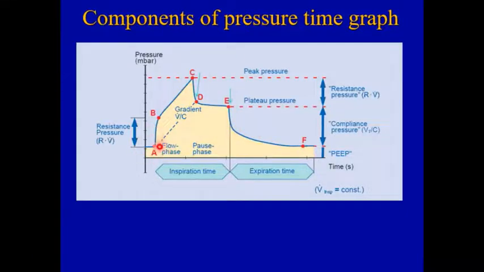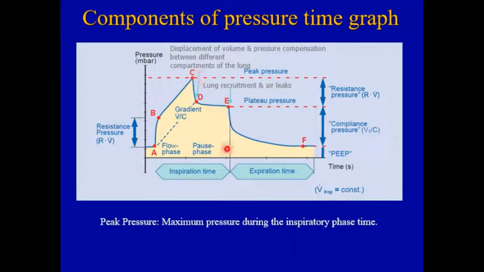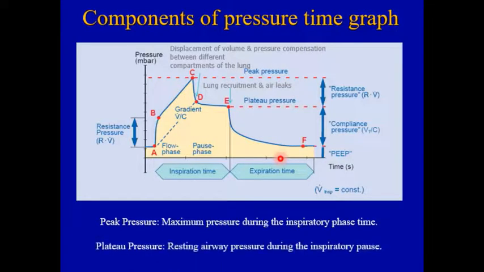We can see that point C is the maximum, the highest point of the pressure time graph. So this is called the peak pressure, and this E point is called the plateau pressure. So what is peak pressure? Peak pressure is the maximum pressure during the inspiratory phase, and plateau pressure is the pressure which is measured during this inspiratory pause. So resting airway pressure during the inspiratory pause is called the plateau pressure.